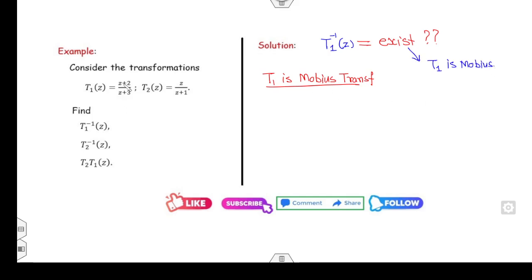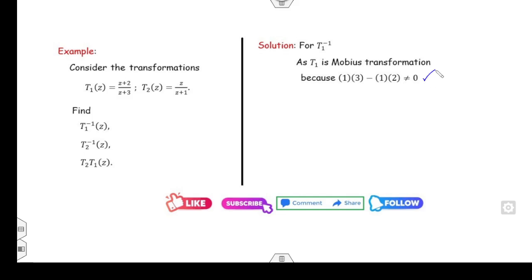So how can you prove it is a Mobius transformation? Look at that. What is A? A is 1, B is equal to 2, C is equal to 1, D is equal to 3. Then what is the value of AD minus BC? It's 3 minus 2, which is non-zero. Yes, T1 is a Mobius transformation. Once T1 is a Mobius transformation, therefore T1 inverse exists.